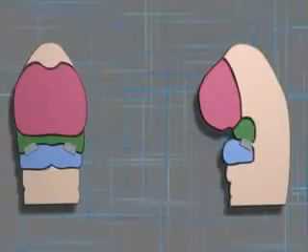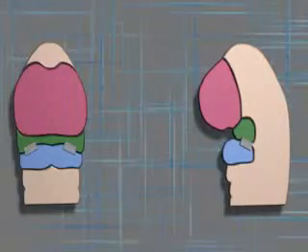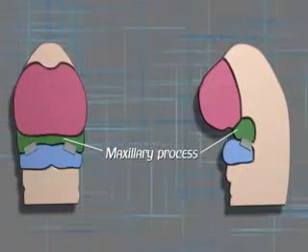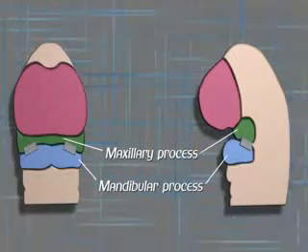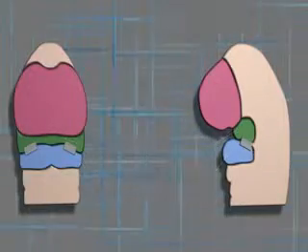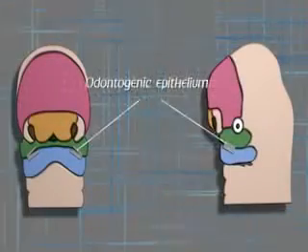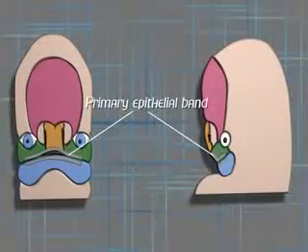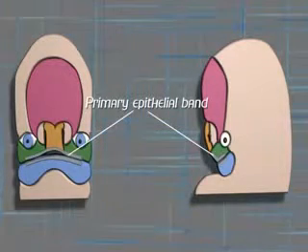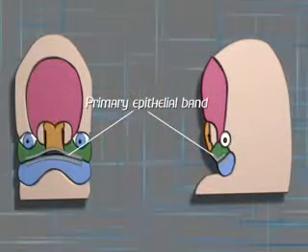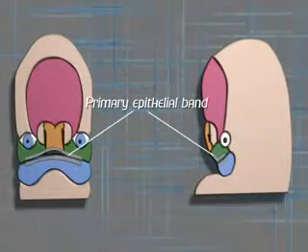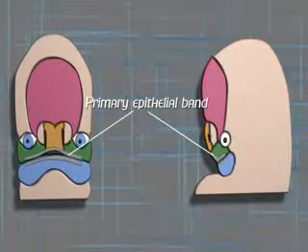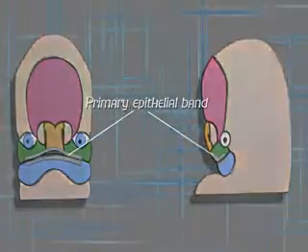At about 30 days of gestation, the epithelium on the inferior border of the maxillary process and the superior border of the mandibular arch begins to proliferate and thicken. This thickened area is referred to as the odontogenic epithelium. At this time, the primary epithelial band can also be observed. The primary epithelial band is a single plate of thickened epithelium described as an arch-shaped continuous plate of odontogenic epithelium.